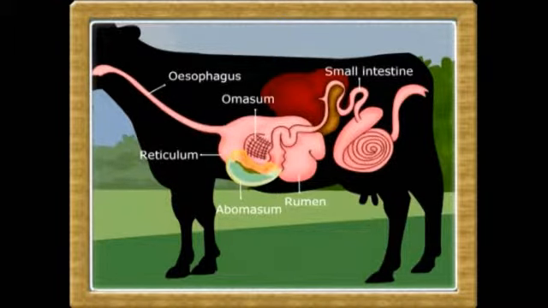This chamber is considered as the true stomach, as the glands in the abomasum secrete acid. This acid kills bacteria and denatures, that is, destroys the structure of proteins. The proteins are digested by the enzymes secreted in this chamber. The food containing the products of digestion enters the intestines. In the intestines, all the nutrients are absorbed.